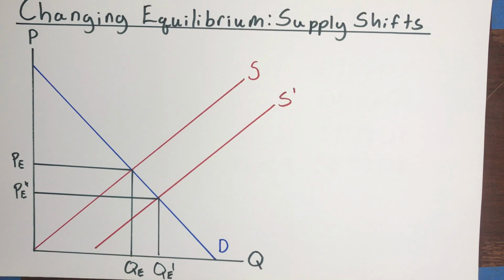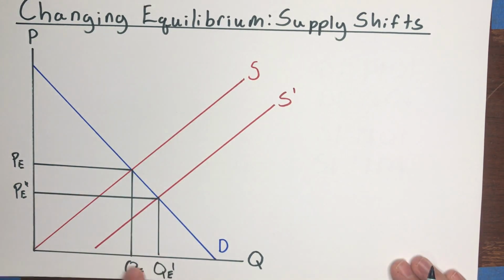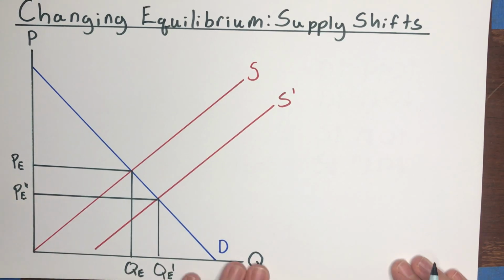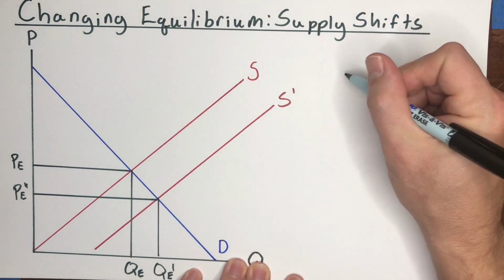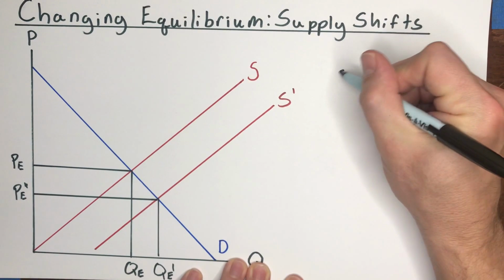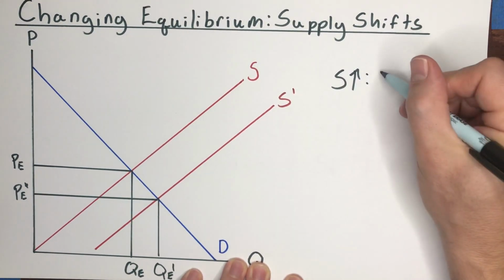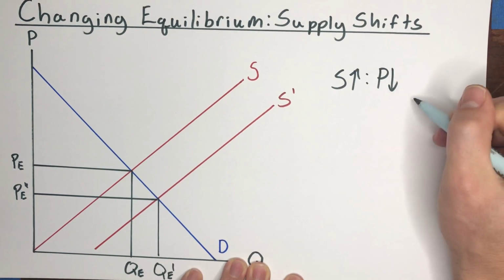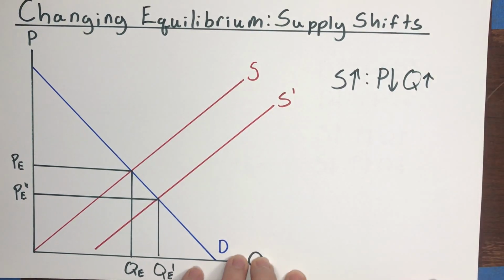All right, so notice what's happened. An increase in supply has increased the quantity, but it has decreased the price at which sellers are going to sell. Okay, so it doesn't have quite the same relationship as an increase in demand does with price and quantity. So in shorthand, we could write that if supply increases, the market price will go down, the market quantity will go up. Okay?